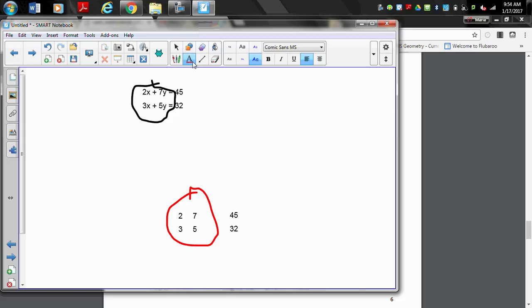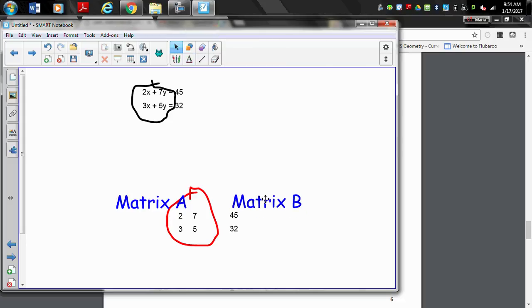So this one is matrix A. Matrix B. You split it into two sides. In front of the variables, make matrix A. Behind the equal sign makes matrix B.